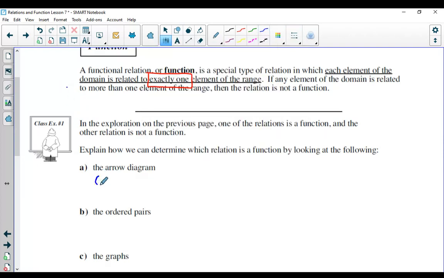So what I would say here is only one arrow can leave each element. When I say each element, I just mean each number in the domain. So only one arrow can leave each element in the domain. The instant that you have more than one arrow leaving a number in the domain, it's no longer a function.